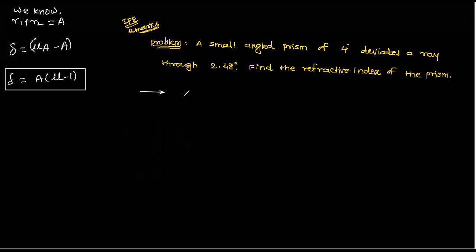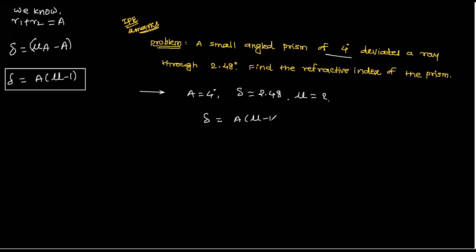So first one, what is given here? Small angled prism means A is equal to 4 degree. Next they have given delta. Delta is equal to 2.48. And what is our formula? This one. But what is he asking? Mu. So mu is equal to question mark. So just use the formula and do it yourself. Try to do. Delta is equal to A into mu minus 1. So delta 2.48 is equal to 4 into mu minus 1, and therefore mu minus 1 is equal to 2.48 by 4.